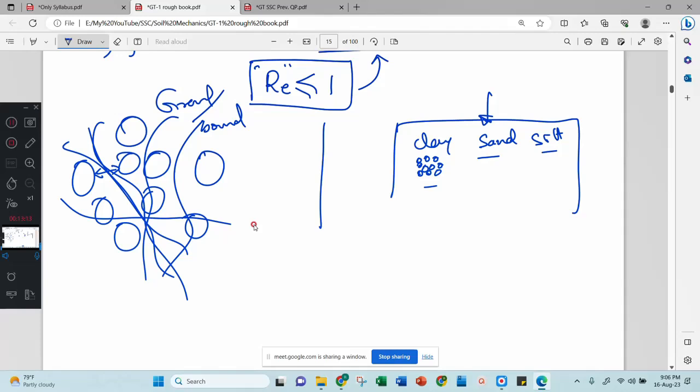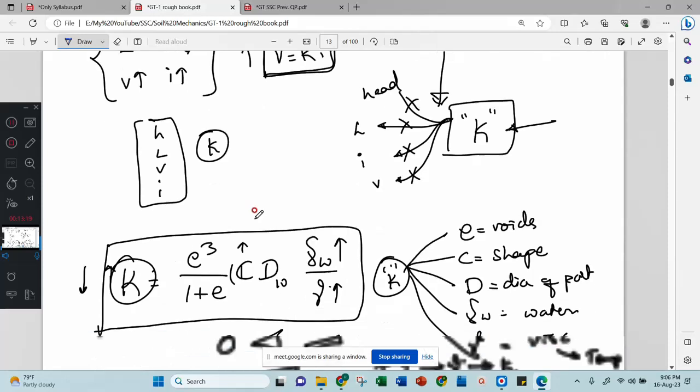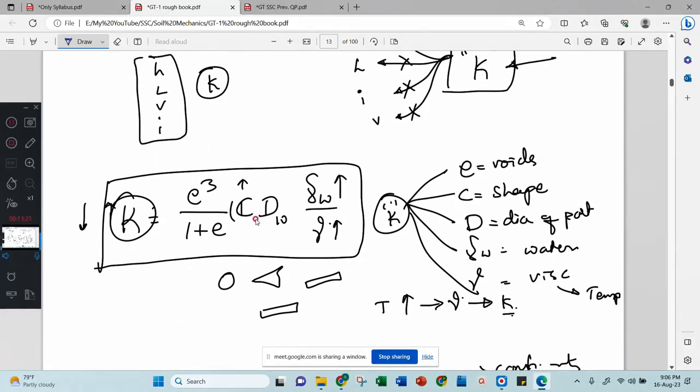Next, sorry, in the last equation I have made a small mistake. Correct it. It is D square, D10 square.